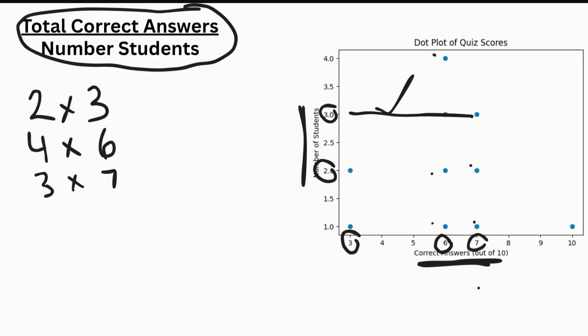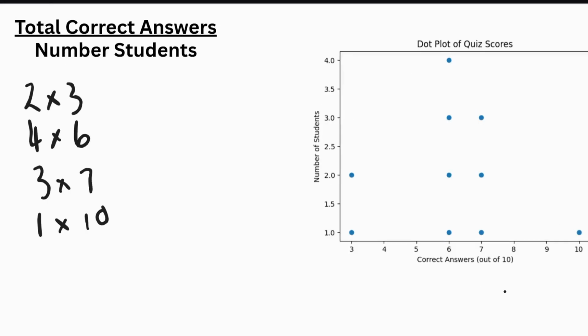And then over here we have 10 correct answers, and 1 person got 10 correct, because we have 1 and we have the 10. So now let's multiply. 2 times 3 is 6. 4 times 6 is 24. 3 times 7 is 21, and 1 times 10 is 10.